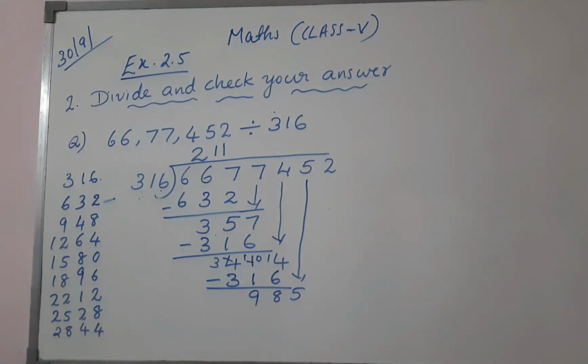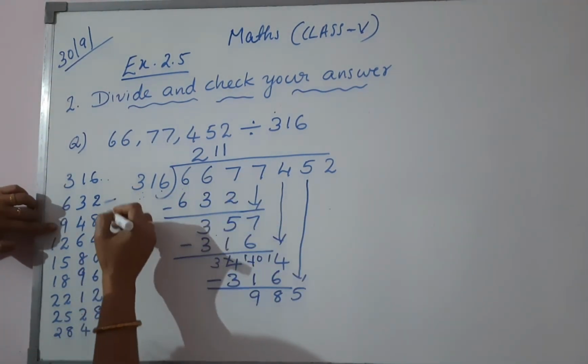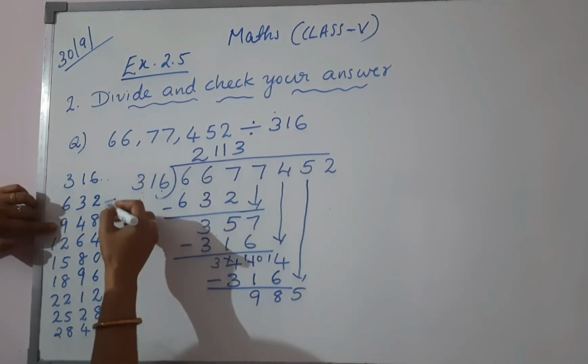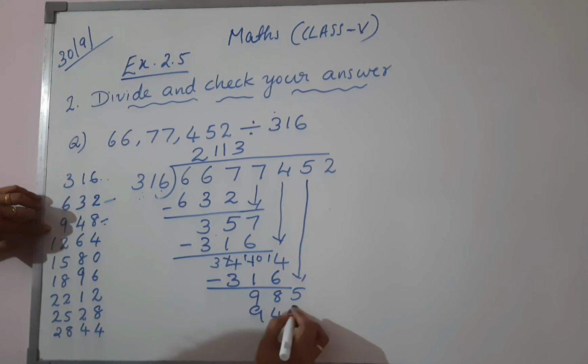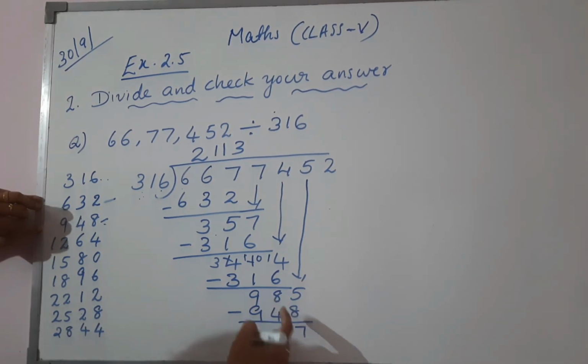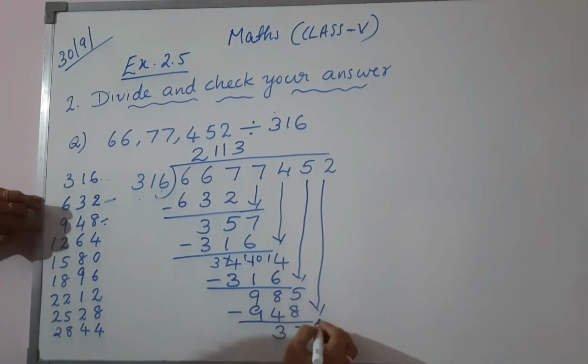985. For 985, go through the table here. We can take 948. How many times? 3 times. 1, 2, 3. What is the number? 948. Right? 948. Subtract. From 5 we cannot, so borrow 15. 15 minus 8 is equal to 7. Here 7 is there. 7 minus 4 is equal to 3. Now we should bring down what? 2.